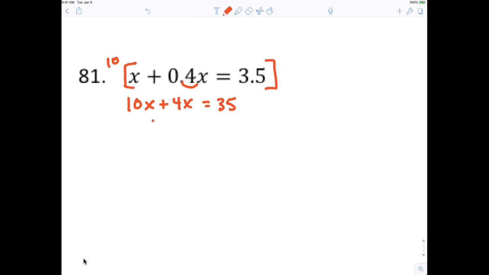And then you add that to be 14x equals 35. And then write it as a fraction, 35. Good. Now reduce it. You can reduce it by 7. Right. Which would be 5. Beautiful.